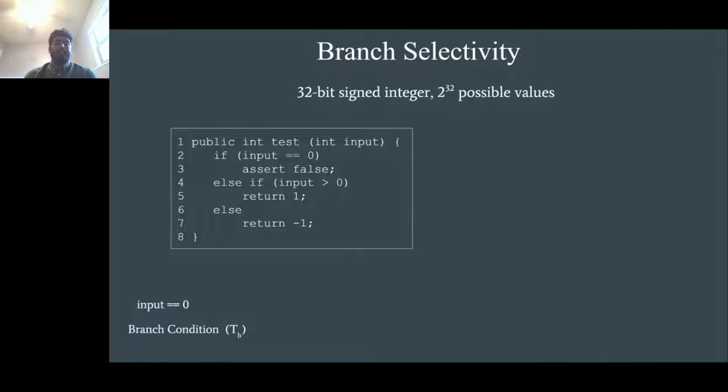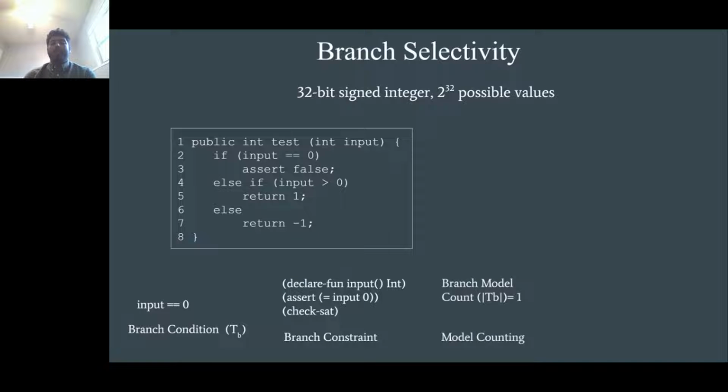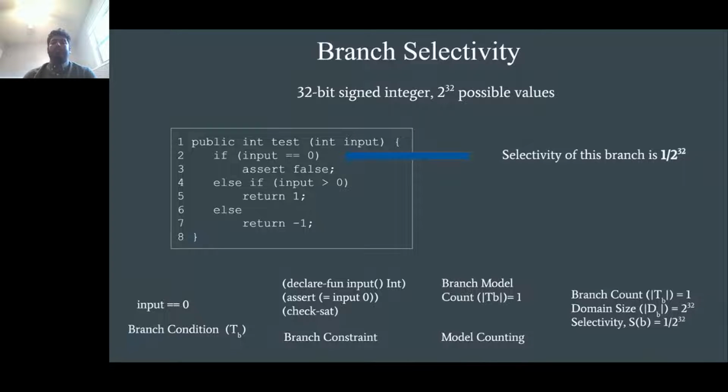First, it extracts the branch condition from the program. Then it constructs the branch constraints in SMT-LIB format. Then it makes a model counting query to the model counting constraint solver. And then, using the domain size, it computes selectivity, or what we call branch probability. For example, here's a branch condition at line 2. For this, the selectivity is computed as 1 by 2 to the power 32.